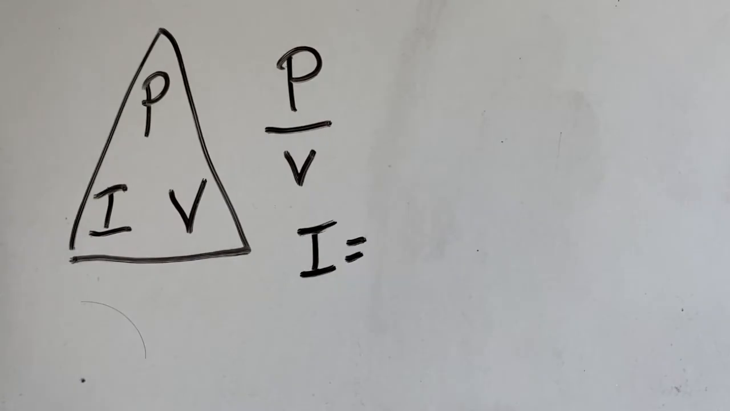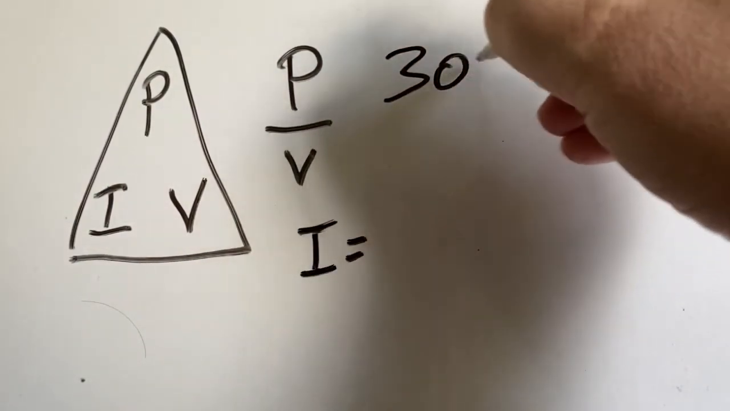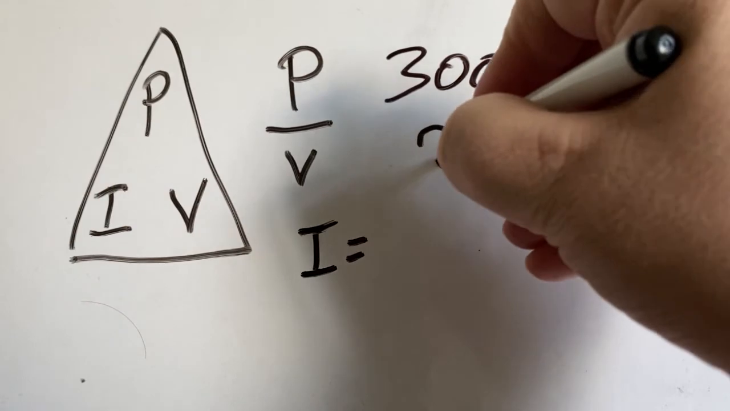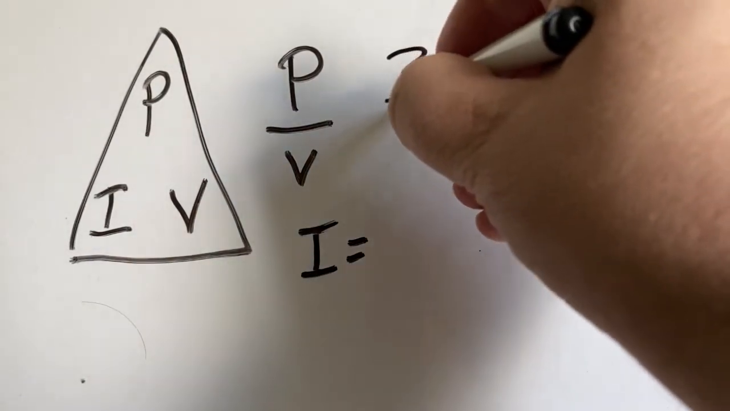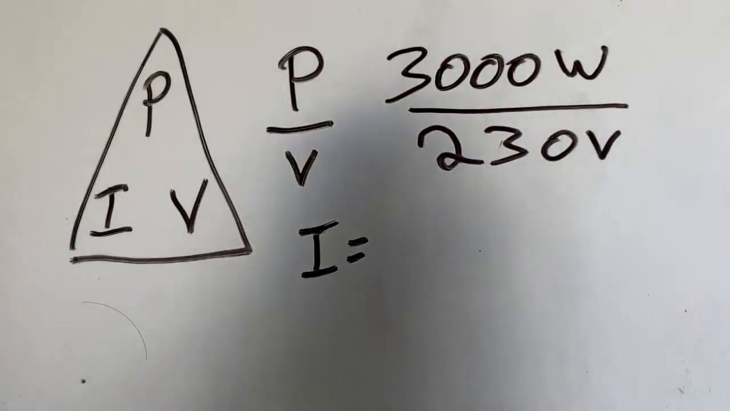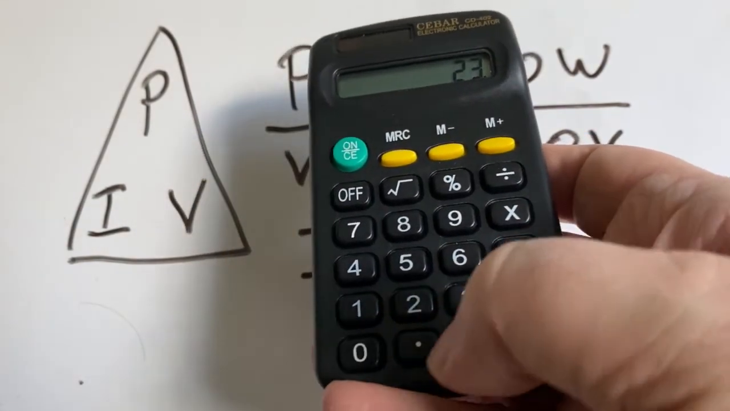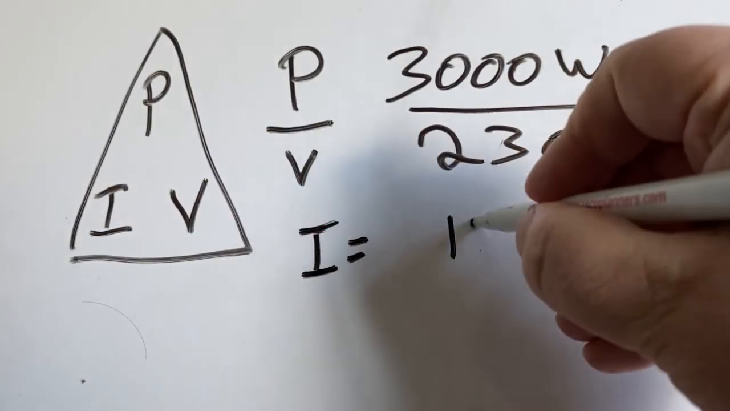So you should have taken our triangle, PIV. We want I, the current, so we cover up the I, and that leaves us with P over V. So we know P, the power, is 3000 watts, or 3 kilowatts. We know the voltage is 230 volts. So we want 3000 divided by 230. Let's turn to our calculator. 3000 divided by 230 is 13. So 13 amps current.